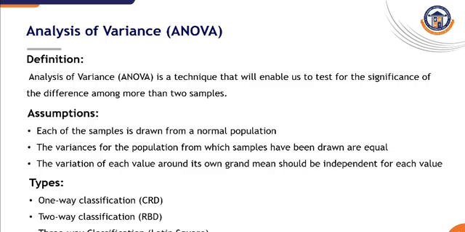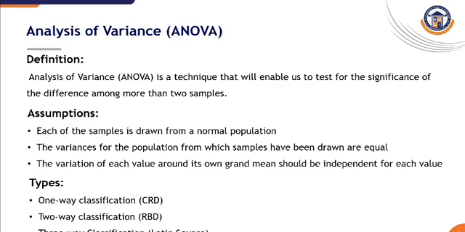We have three types of ANOVA models available. The first one is a one-way classification, the second model is a two-way classification, and the third one is a three-way classification. These three types also have other names. The one-way is called the CRD, completely randomized design. The two-way classification is also called a randomized block design, and the three-way classification is called the Latin square model.